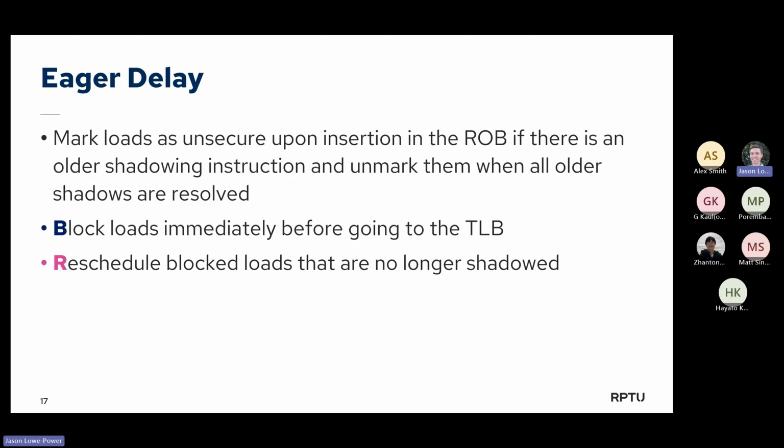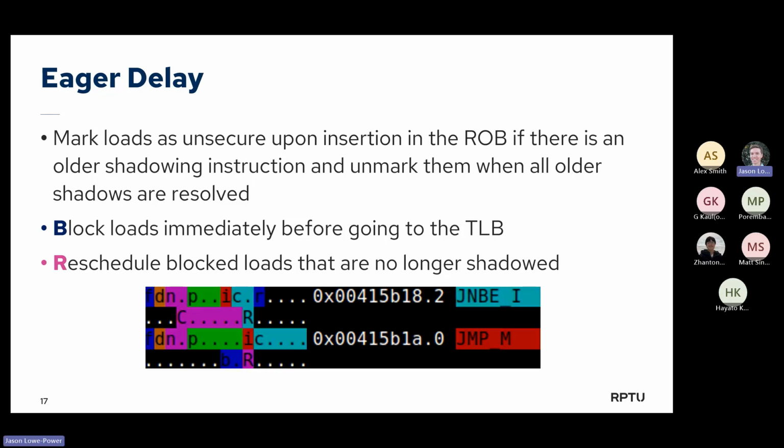And yeah, in our SecureView, we mark these as unsecure when they get inserted in the RB, if there's an older shadowing instruction. And then we need to visualize the blocking and potential rescheduling when they are no longer shadowed. And this looks like this.